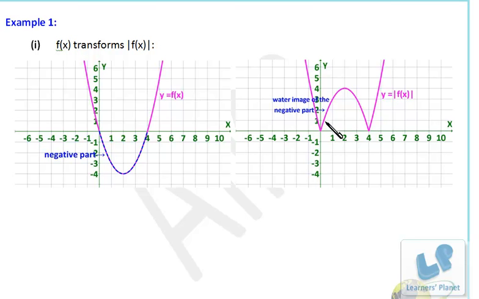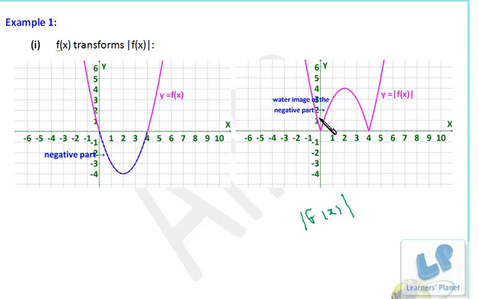I just repeat it once again. When you are converting f(x) to modulus of f(x), this is the graph of f(x), right? When you have to convert f(x) to modulus of f(x), eliminate the part that is below the x-axis and take its mirror image, right? So it will be converted to this. Now we have to convert this to this, right? That means x to modulus of x.